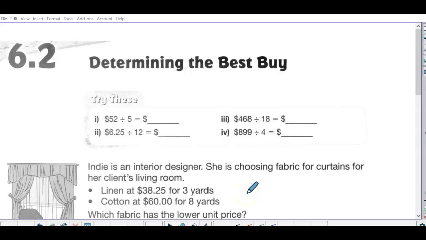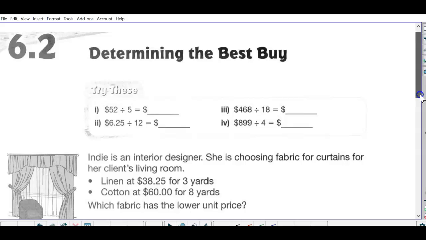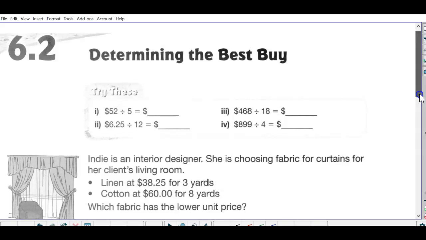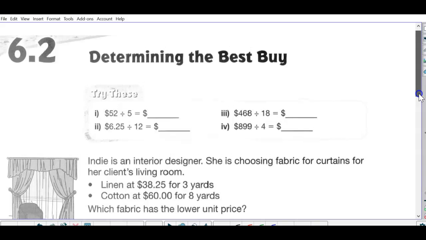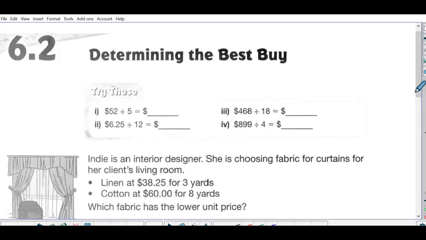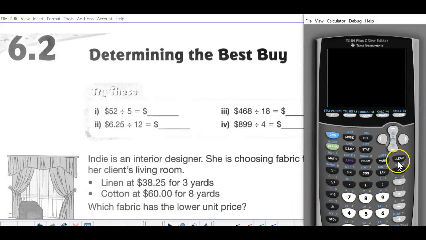Chapter 6.2, determining the best buy. So now we want to do some calculations to figure out what's the best buy when you're shopping. Usually it involves finding the unit price, the price for 1 unit, whether that's 1 kilogram, 1 package, 1 can, 1 egg, that kind of thing, or maybe finding the price for 100 milliliters or 100 grams and comparing all of those. So that's why these calculations are all division questions in the try these.